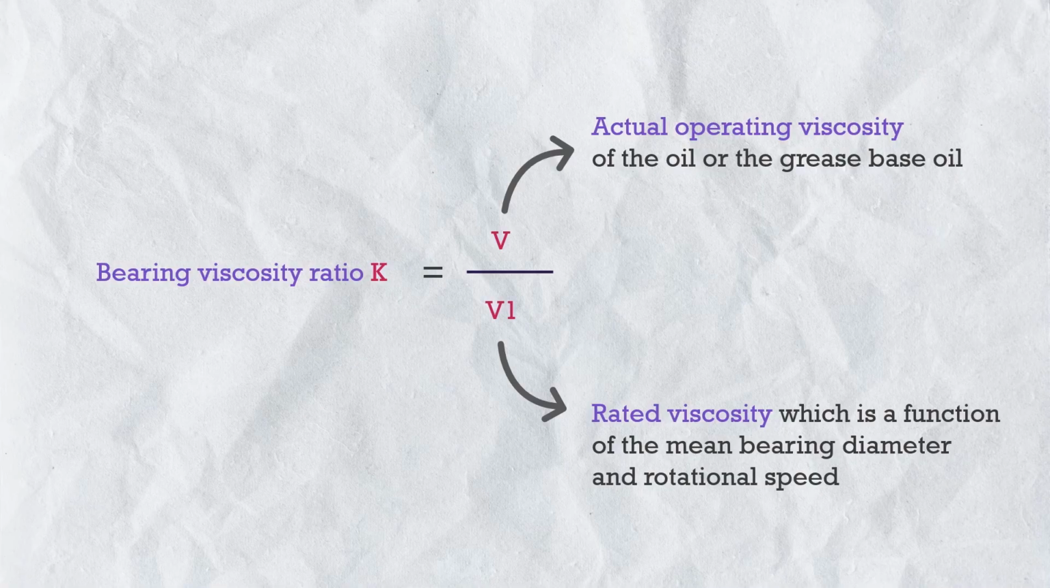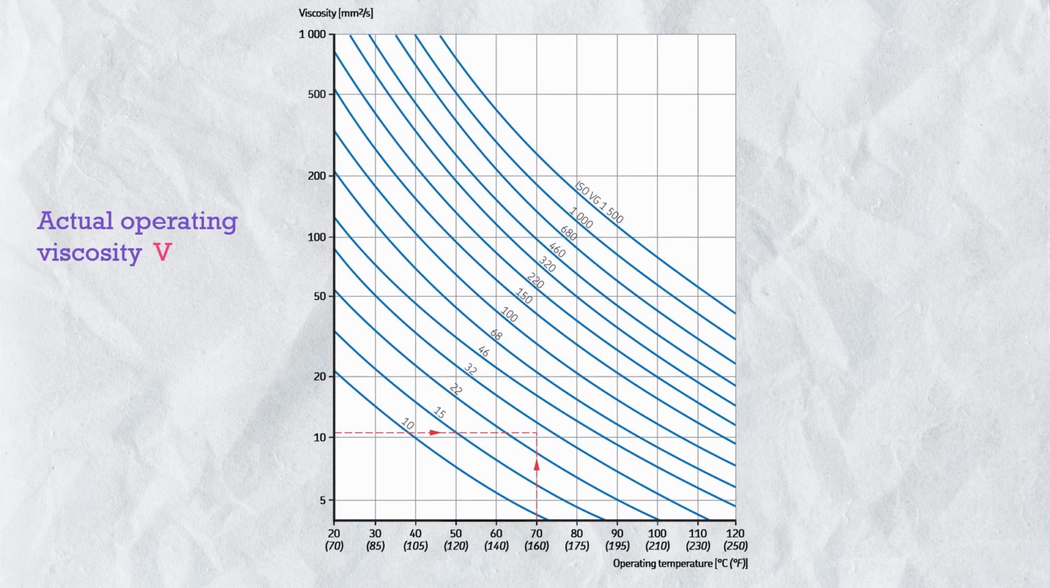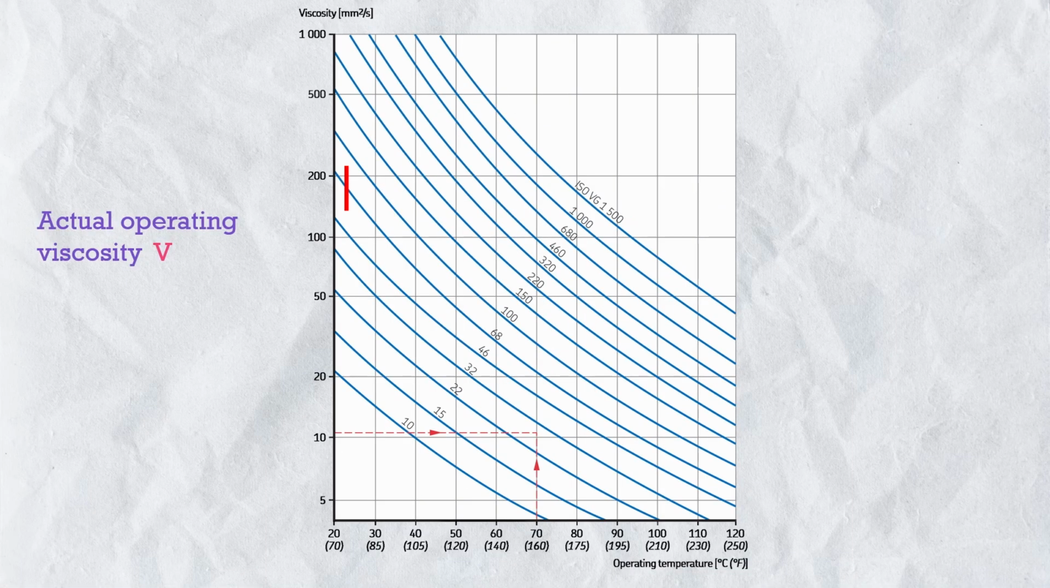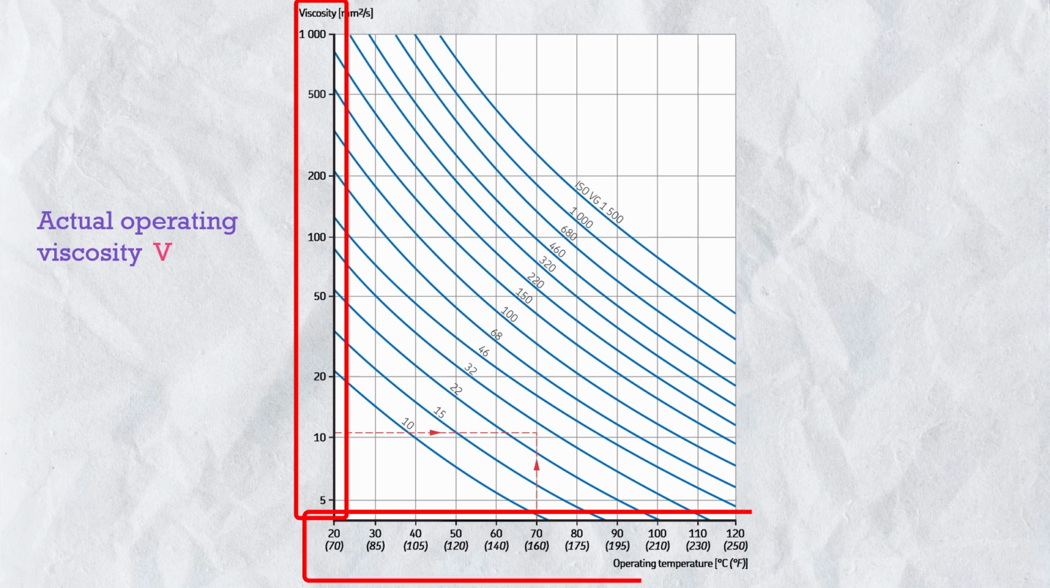So how to calculate V and V1? The actual operating viscosity V of the lubricant is determined at operating temperature. And we can refer to this table from SKF. I will leave all this table in the description. Here the ISO grades of lubrication oil or oil-based grease, like hydraulic oil 46, 68, 100, are given. And these are kinematic viscosity of this lubricant at operating temperature.